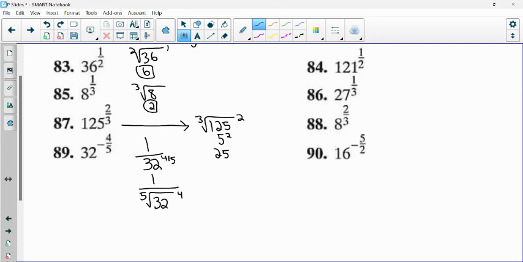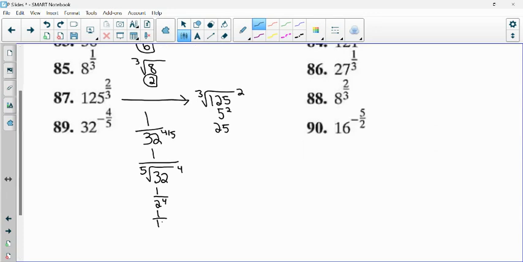2 times itself, 5 times is 32. So it's 2. And then I can do 2 to the 4th, which is 16. 2 times 2 is 4, times 2 is 8, times 2 is 16. So 1/16 would be our answer to that one.